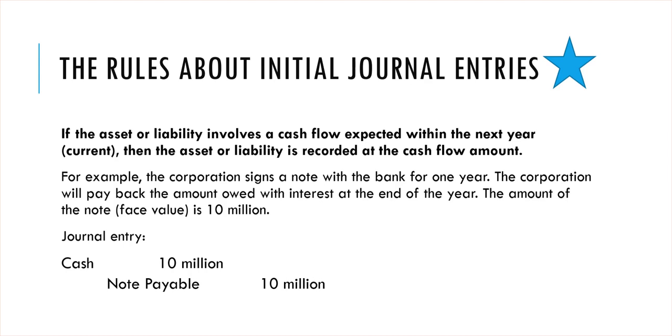So if a corporation were to sign a note for 1 year, the corporation pays back the amount owed with interest at the end of the year. And the note, we also call this face value. We use that terminology. If the note is 10 million, they get 10 million in, and this is the way it's recorded, and I call this the abridged, the shortened version of a novel.